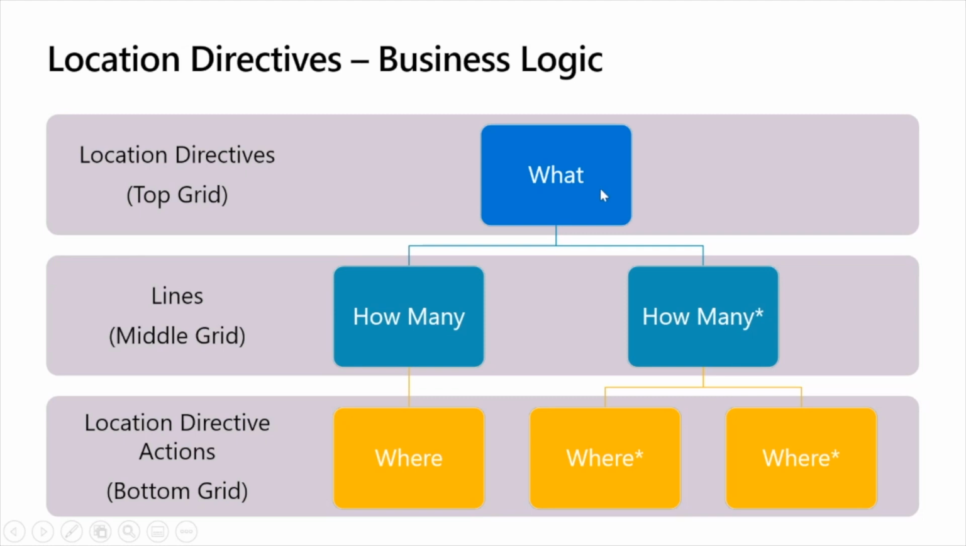In what warehouse does this apply? The middle section is telling us how many units and what types of units we are working with. And then at the bottom, the location directive action section tells us where, right? Where do we allocate inventory from? Where are we putting inventory into storage?